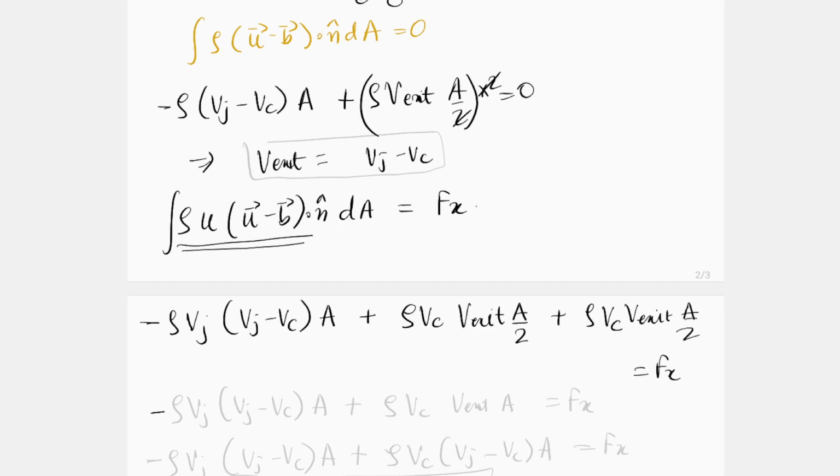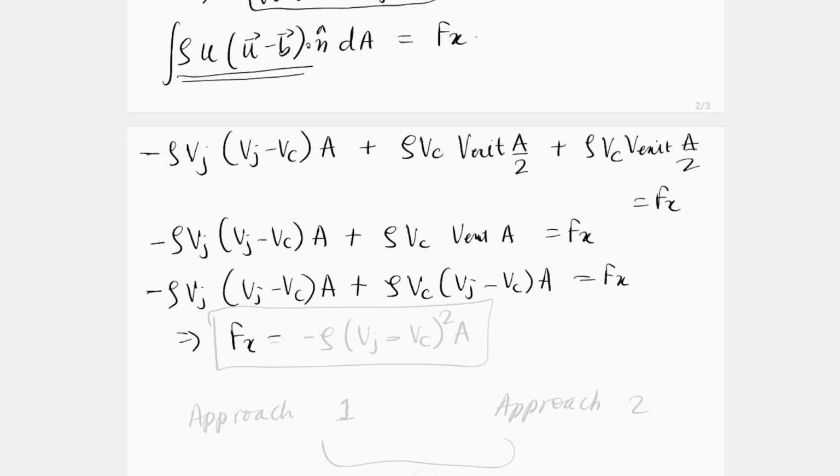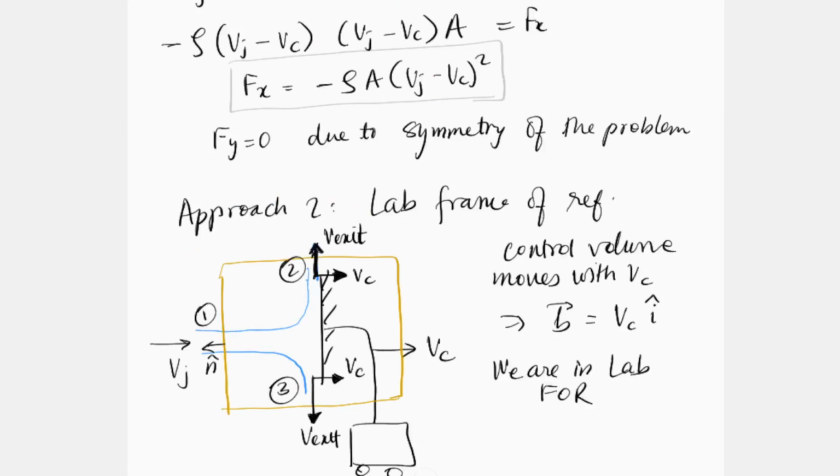So the left hand side is minus rho (Vj minus Vc) times A, plus rho Vc V exit times A, and the right hand side is simply fx. But we have already seen that V exit is equal to Vj minus Vc. So we have minus rho (Vj minus Vc) times A plus rho Vc (Vj minus Vc) times A, and this is equal to fx, which implies that fx is simply minus rho (Vj minus Vc) squared times A, which is the exact same result that we had obtained earlier.